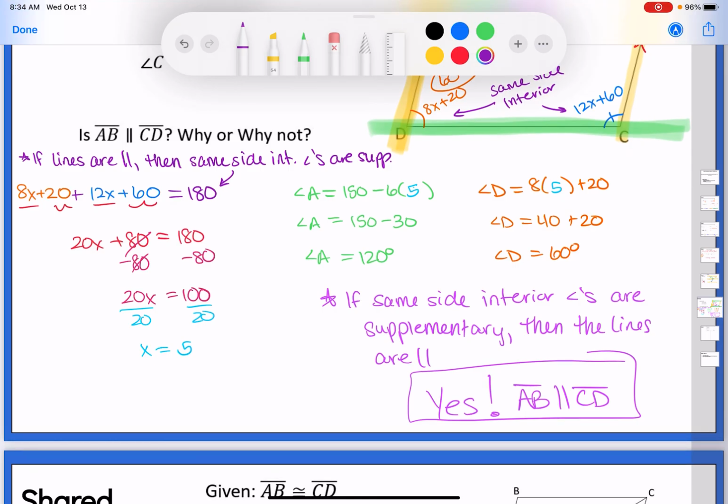parallel. So this problem was kind of an algebra problem, but it showed how you can flip around what we talked about yesterday to use it today. So if you already know the lines are parallel, then you know those special types of angles are either congruent or supplementary. Yesterday we talked about if you know those special types of angles are congruent or supplementary, then the lines are parallel. So we're just kind of doing the converse today.